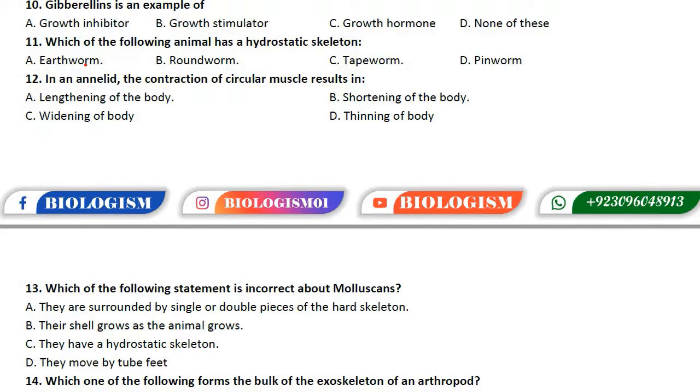Hydrostatic skeleton is present among the following organisms in earthworm. So option A is correct. Question number 12 is, in annelids the contraction of circular muscle results in. So when the circular muscle contracts in annelids, the body goes for thinning. So thinning of the body is the result of contraction of circular muscles.